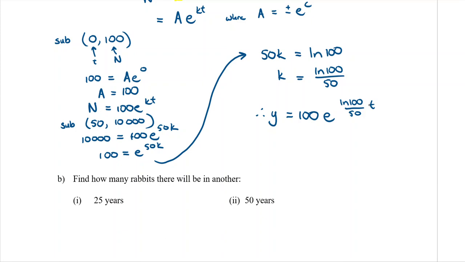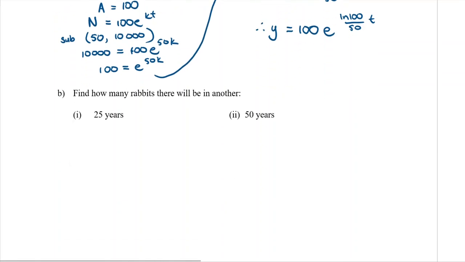Part B. Find how many rabbits there will be in another 25 years. Be careful. So what am I subbing in? T equals? Yes. Okay, because remember we started, it says 50 years ago, so 50 years have already passed. We now need to sub in that t is equal to 75.